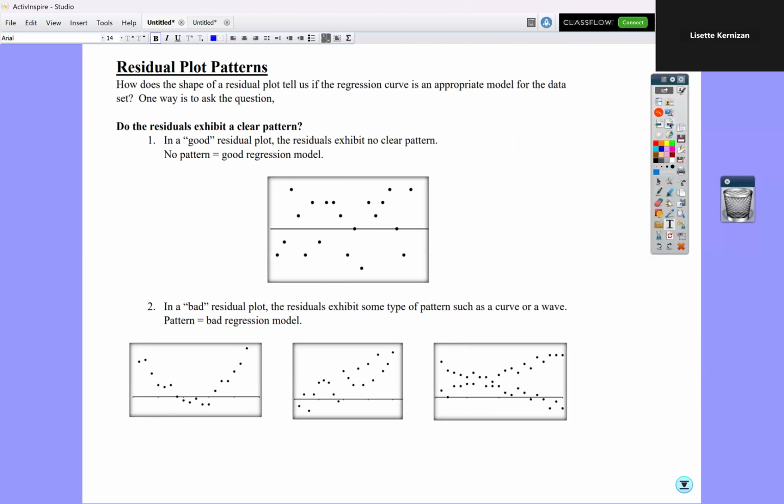So residual patterns, there are different types of patterns. It says, how does the shape of the residual plot tell us if the regression curve is an appropriate model for the data? One way is to ask the question, do the residuals exhibit a clear pattern? In a good residual plot, the residuals exhibit no clear pattern. So no pattern is a good regression because you can't really look at it and see what's happening, but the calculator can pull it and give you an equation. In a bad residual plot, the residuals exhibit some type of pattern, such as a curve or a wave. But a pattern means that the regression model is bad.